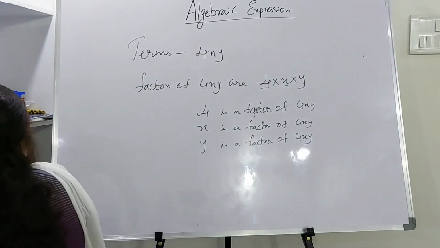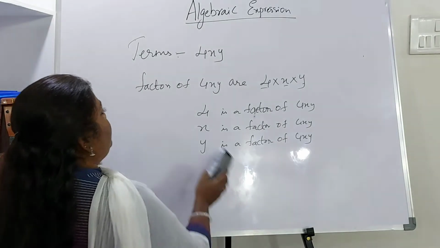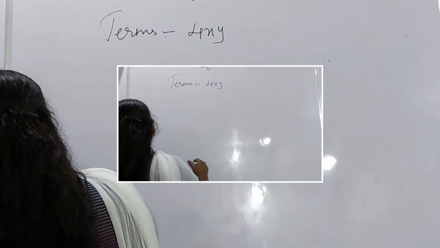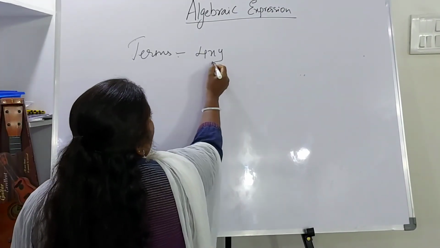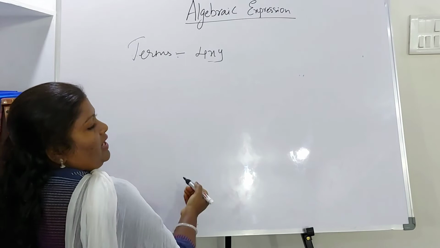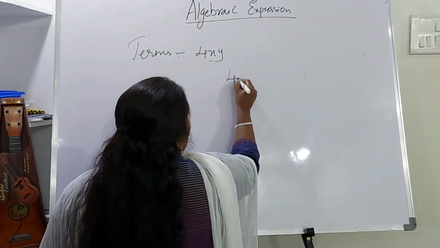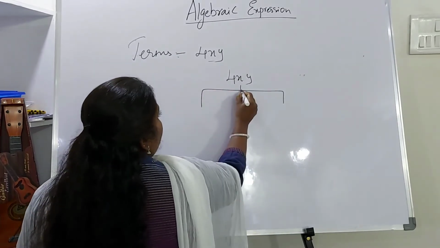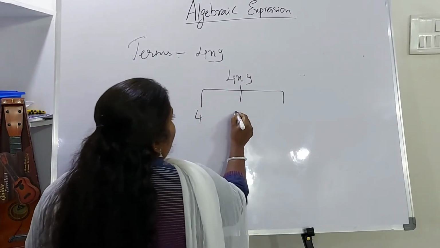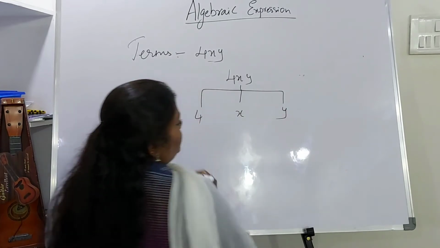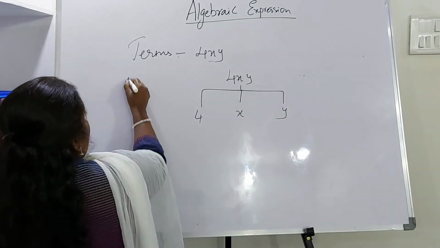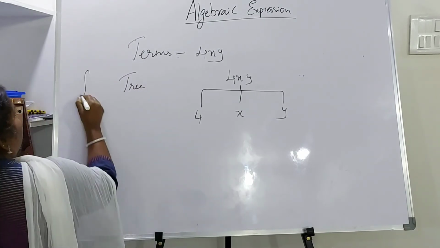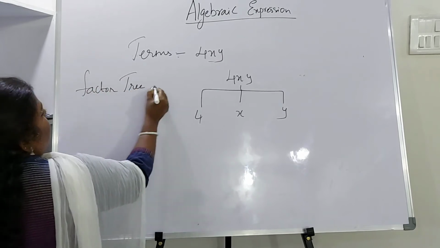So these factors can be represented in the form of a tree method. For instance, the same example I am taking, 4xy. This term's factors I can represent in a factor tree method. So 4xy, now I want to represent in a tree method. Now 4 is a factor, x is a factor, y is a factor. So this is called the factor tree method.